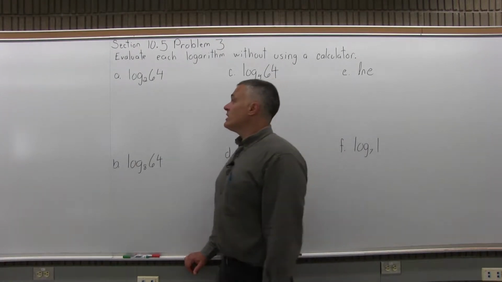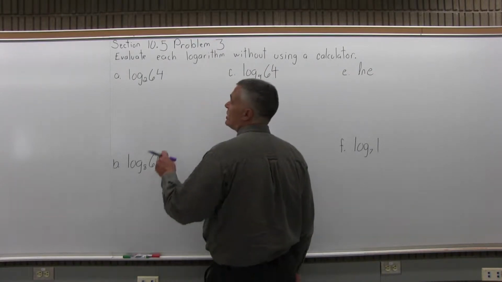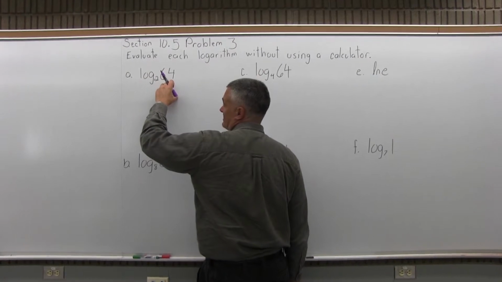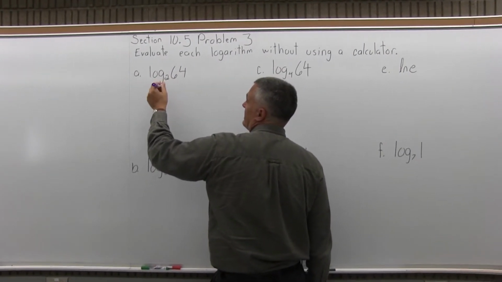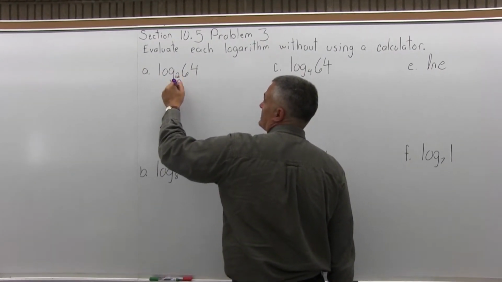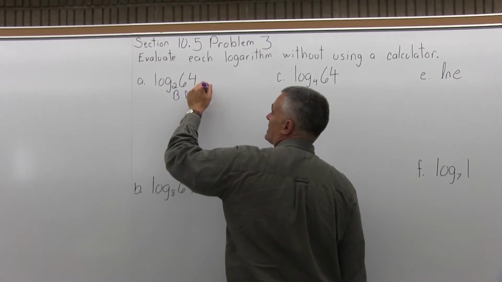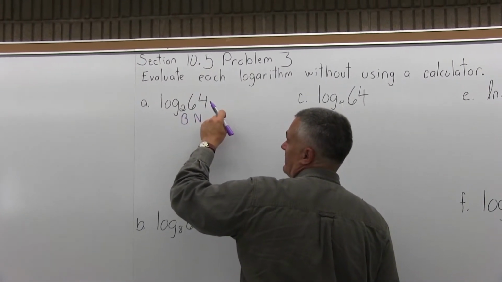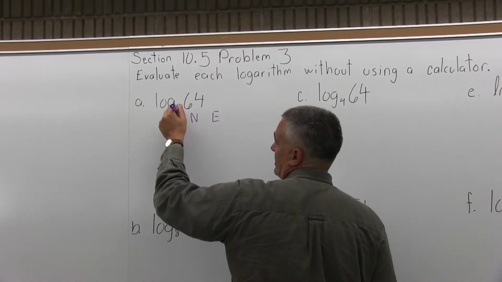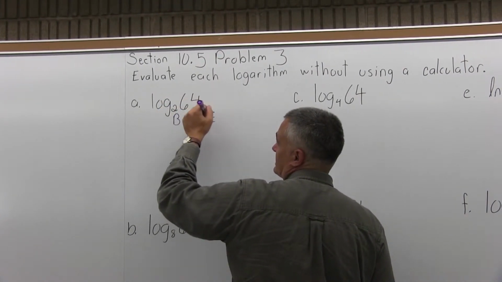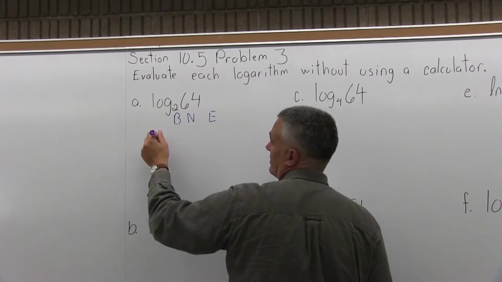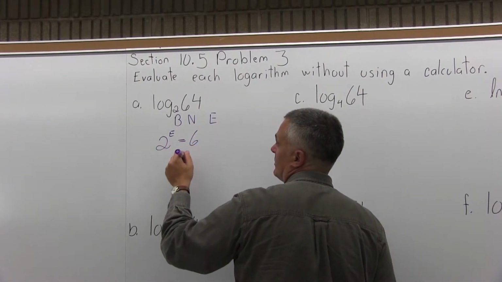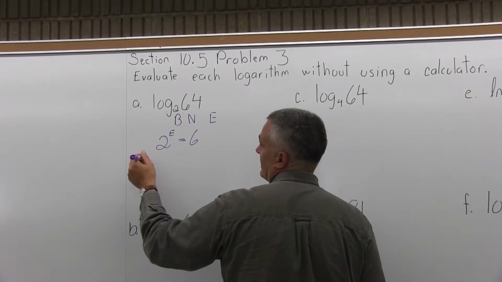What they're really looking for is what's the exponent that you need on the 2 to get to 64. Because again, in its log form, this is b n e. There's no exponent written, but that's what we're looking for. The b is for base, the n is for the number, the e is for the exponent. The base is 2, the number is 64. The exponent is unknown. So 2 to some exponent equals 64. Well, it would be 6.